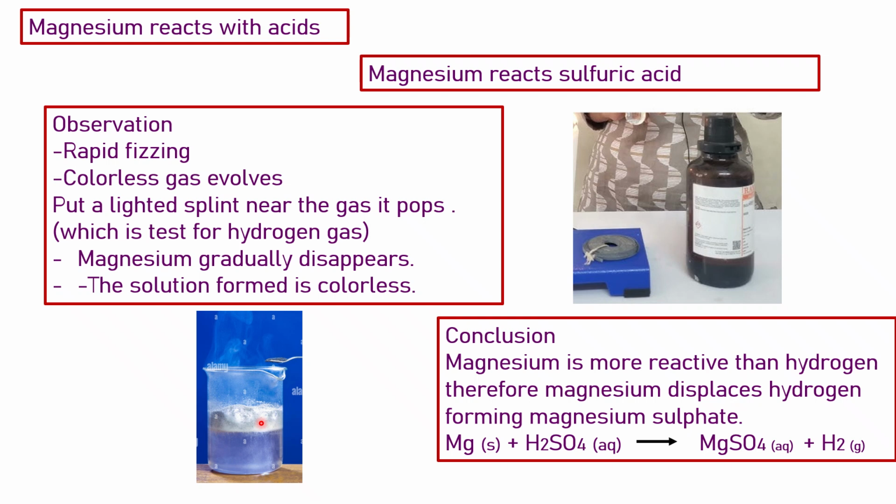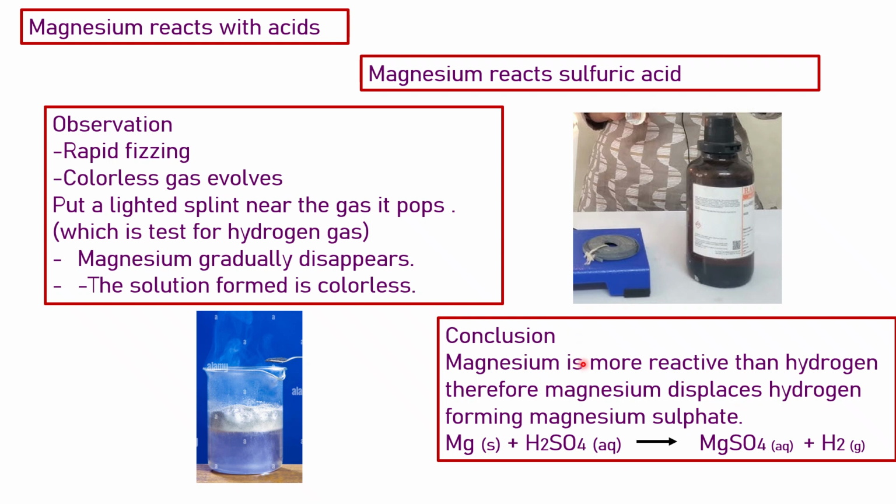Magnesium gradually disappears and the solution becomes colorless. The solution is magnesium sulfate. The conclusion means the explanation of our observation.